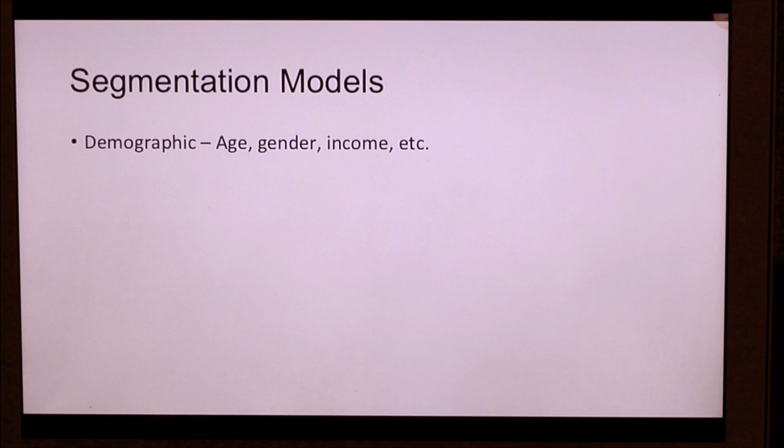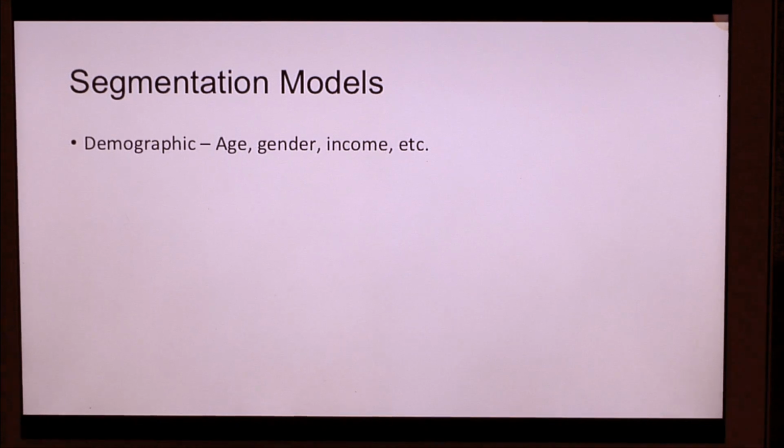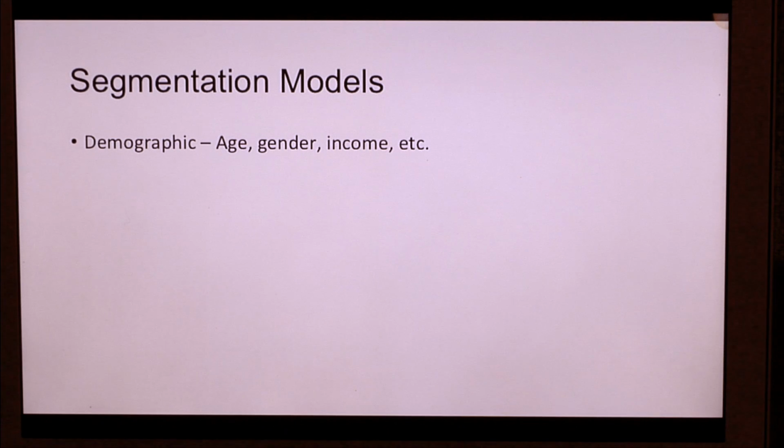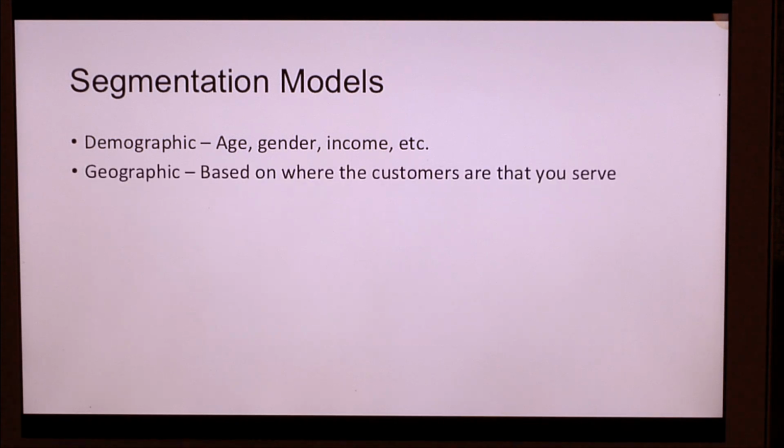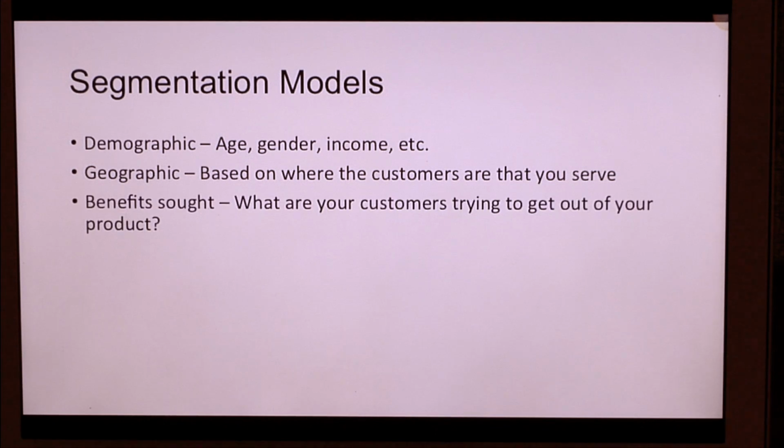And there's a number of ways to go about segmenting a market. So one is demographic. We look at age, we look at income, we look at gender, we look at education level, those kinds of things in order to segment a market. Another one is geographic. So it's based on where the customers are that we serve. Benefit sought is a third way of looking at markets. So what are people trying to get out of our products?